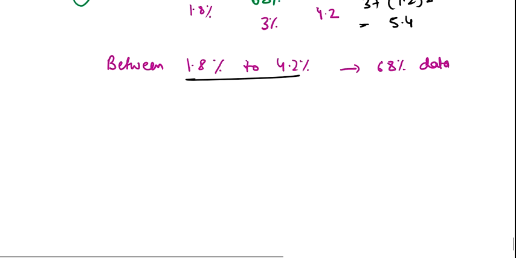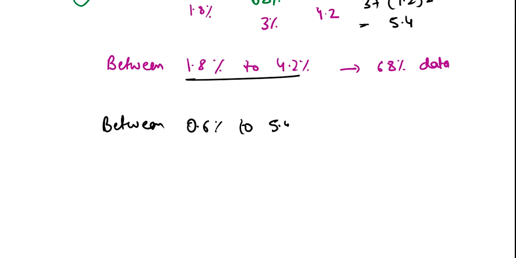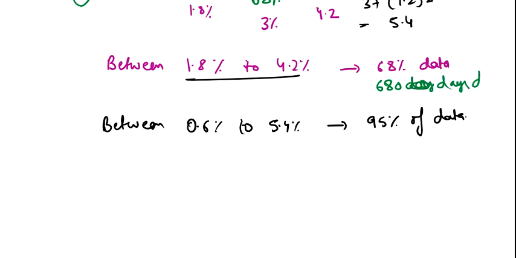Clear? So now you can write down that between 0.6% to 5.4% will include 95% of the data. Suppose there are 1000 data points we have. So 680 days of data in the first range, and here 950 data points belong to this part. Clear? Hopefully you are understanding the theme.